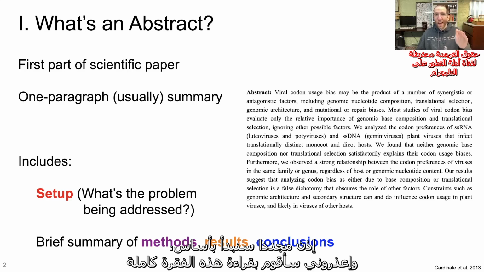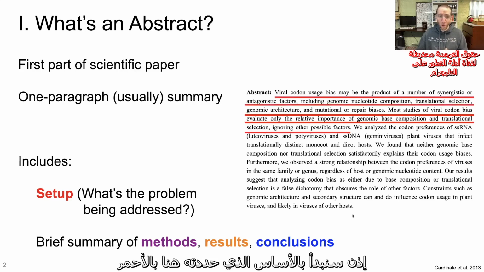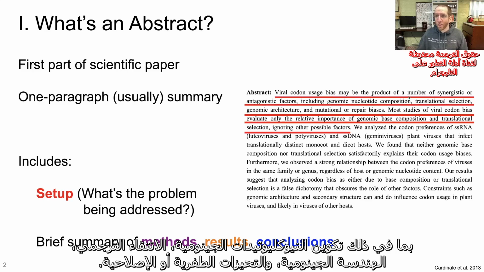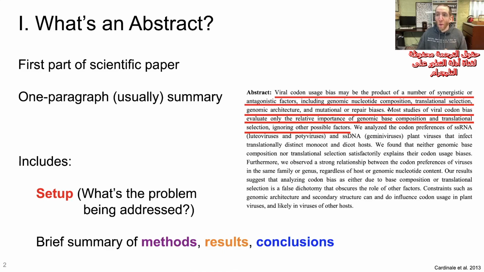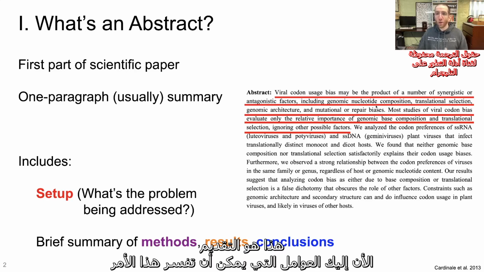So again, we're going to start with a setup, and I do apologize, I'm going to read this whole paragraph ultimately, but just go with it. It'll kind of contextualize what we're doing here. So we're going to start with the setup, which I'm going to highlight in red. It's going to be color-coded as we go. So, viral codon usage bias may be the product of a number of synergistic or antagonistic factors, including genomic nucleotide composition, translational selection, genomic architecture, and mutational or repair biases. Most studies of viral codon bias evaluate only the relative importance of genomic base composition and translational selection, ignoring other possible factors. So that's the setup.